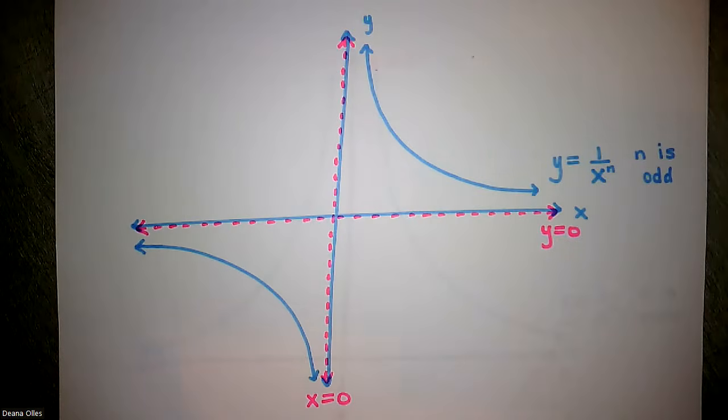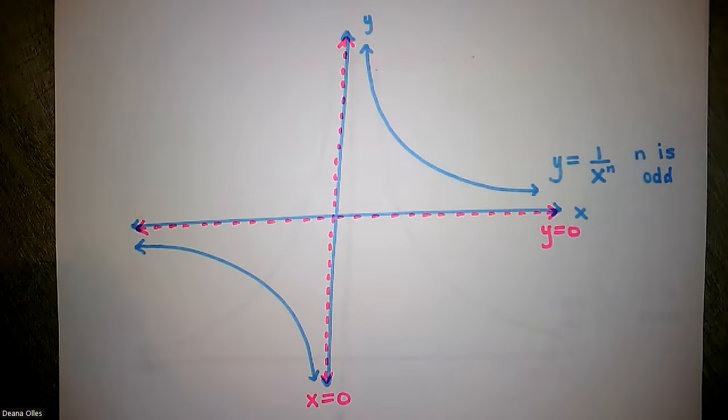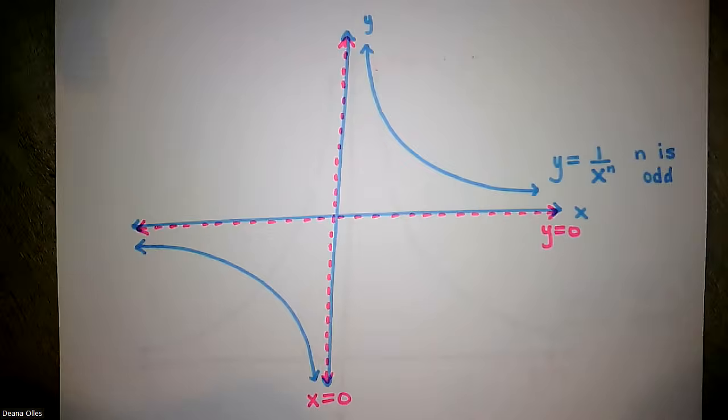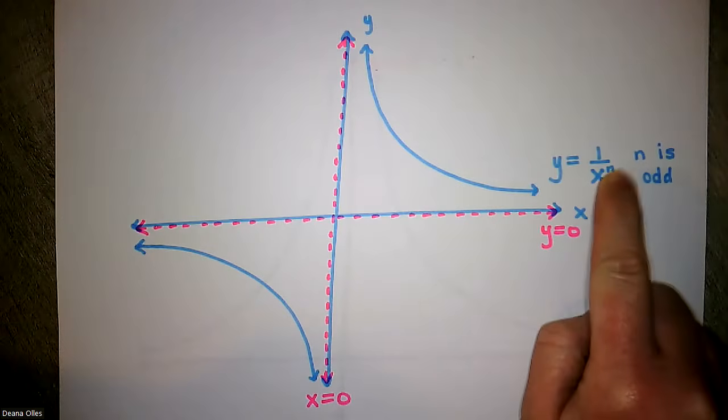So we're going to look at two very specific graphs for a moment. These are graphs that you've actually been putting up on the boards during workshop when you're doing some prerequisite review. We're looking at what I call the reciprocal functions. So this would be a graph of the reciprocal function where the power in the denominator is an odd number.